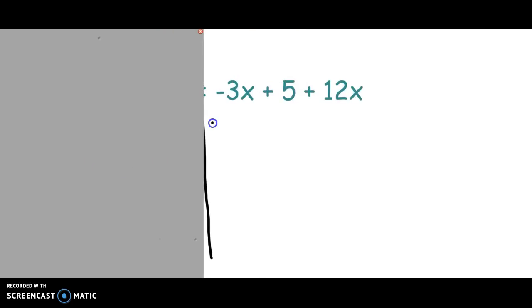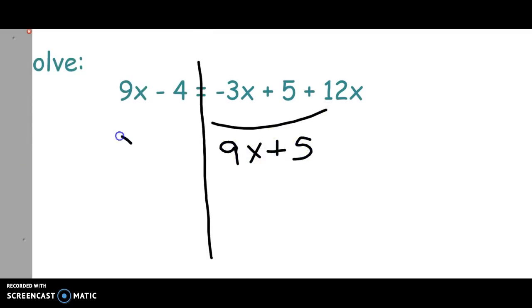So looking at just the right side, I can simplify. So I have negative 3x and 12 gives me 9x plus 5. And then I'm just going to rewrite 9x minus 4 on the left. All right, now I want to get my variables together. I have 9x and 9x, so it doesn't matter which one I move. I'm going to subtract 9x from both sides.